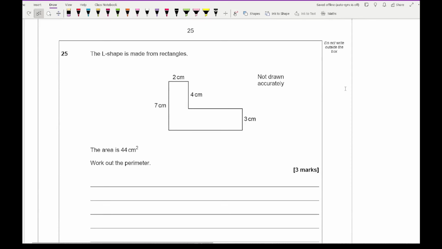Then moving on to question 25, it says the L shape is made from rectangles. The area is 44 centimeters squared. Work out the perimeter. So first things first, with this compound shape, we want to split it up. And let me just label the shapes A and B.